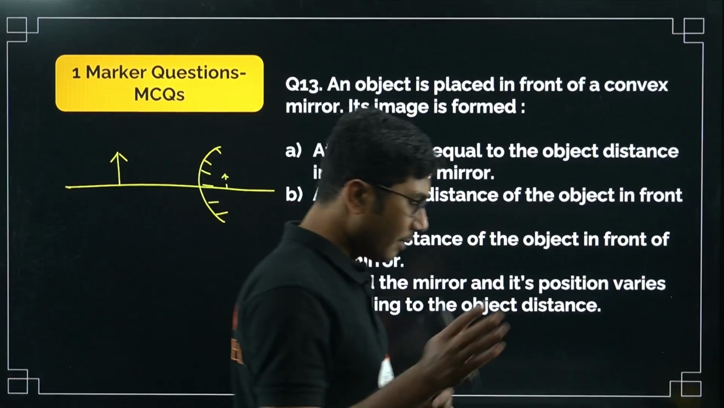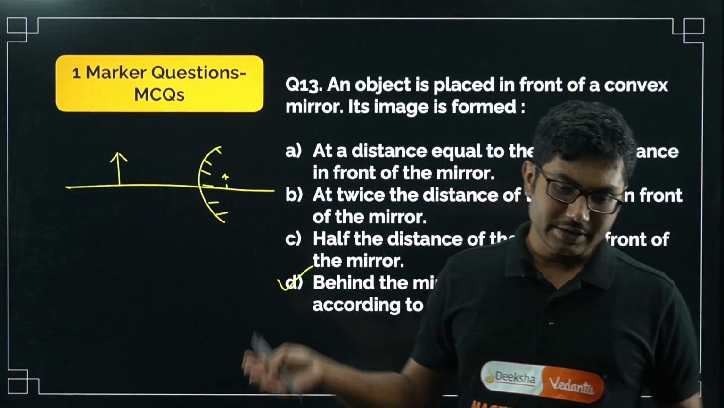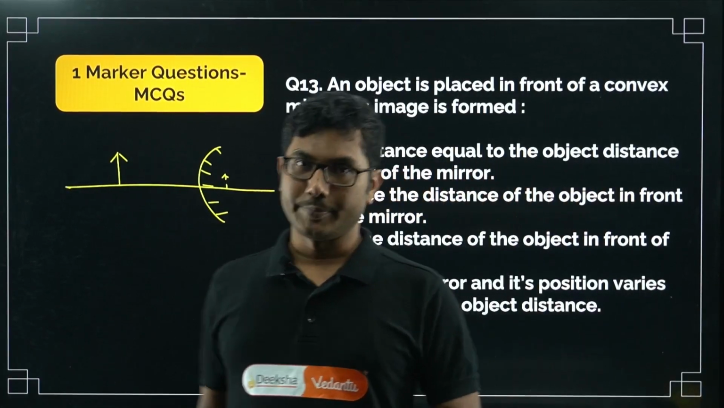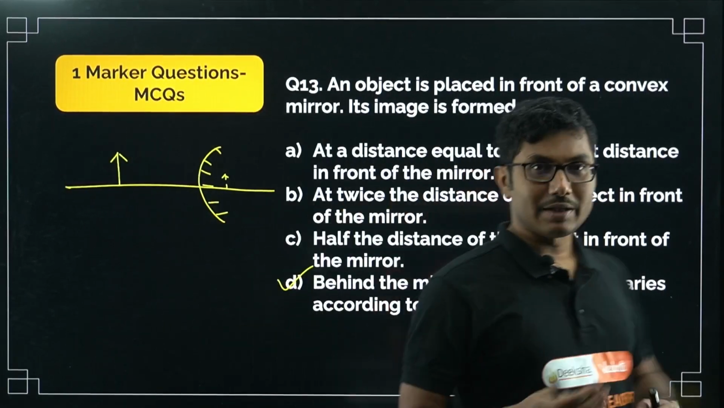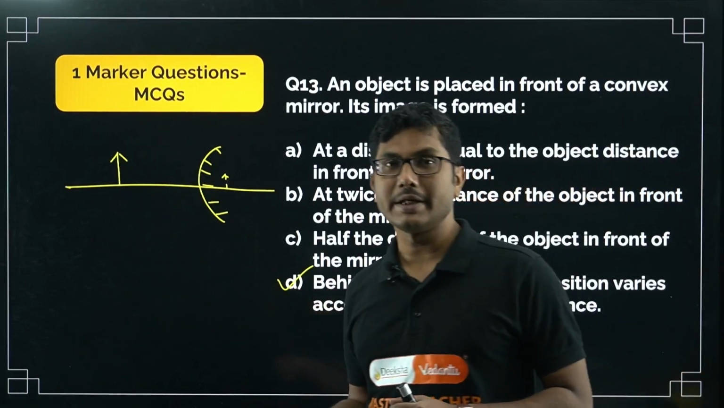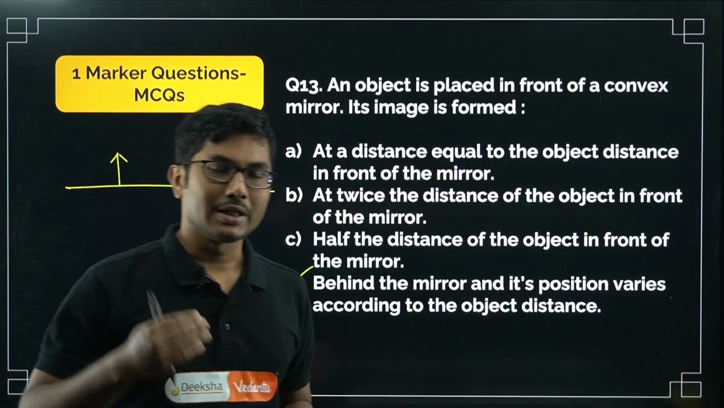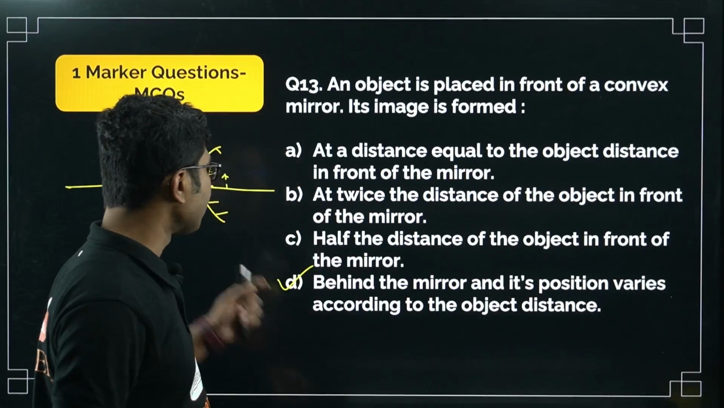Like in the case of a plane mirror, image distance and object distance are always equal, right? So there is a direct relationship. In the case of spherical mirrors, the relationship is slightly complicated. It is based on the mirror equation, right? So the correct option is option D.